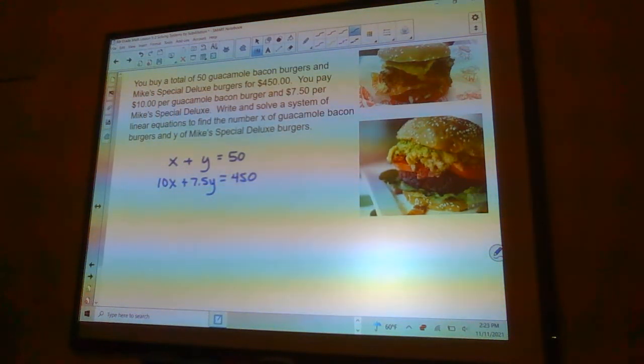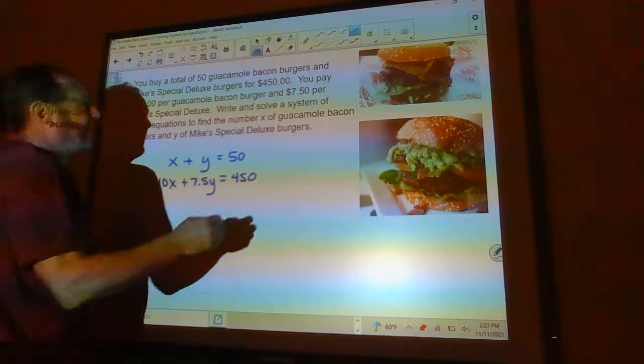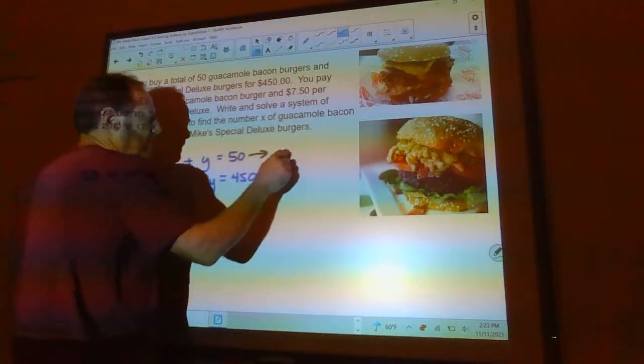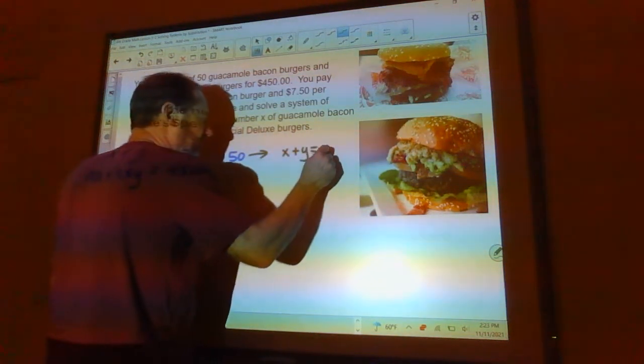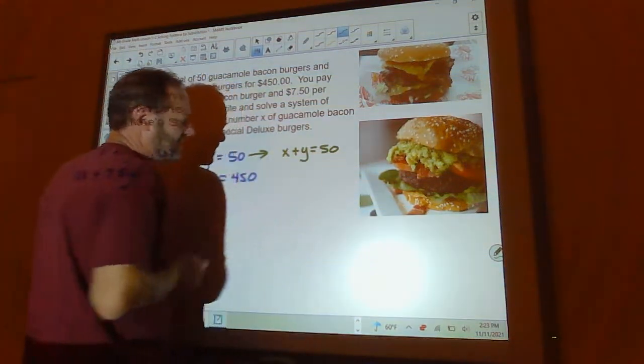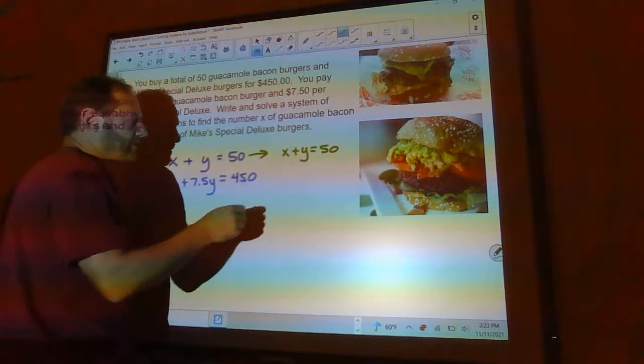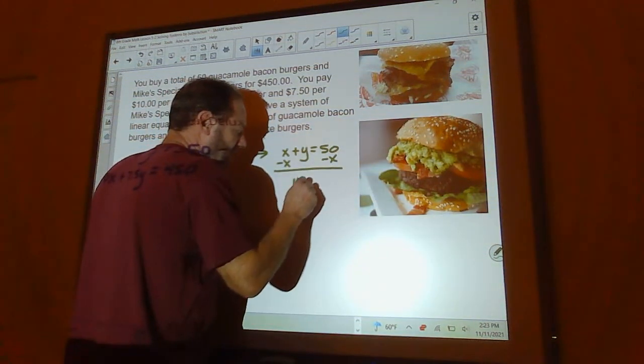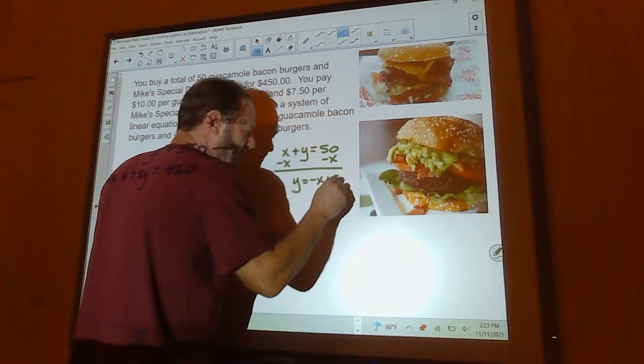Okay. Now, I need to do substitution here. So, I need to get a variable by itself. So I'm going to take this equation over here. x plus y is 50. Now, I got two variables that each have 1. It doesn't matter which one I solve for. So I'm going to take away x from both sides. And I get y equals negative x plus 50.